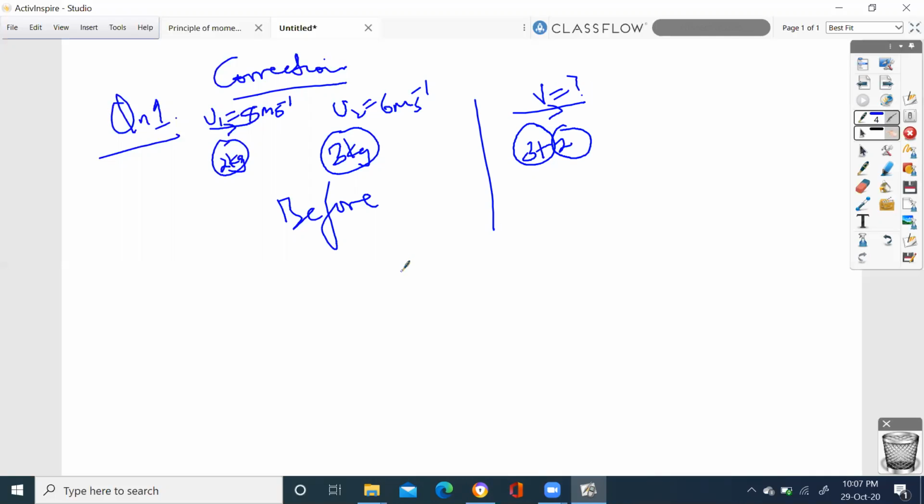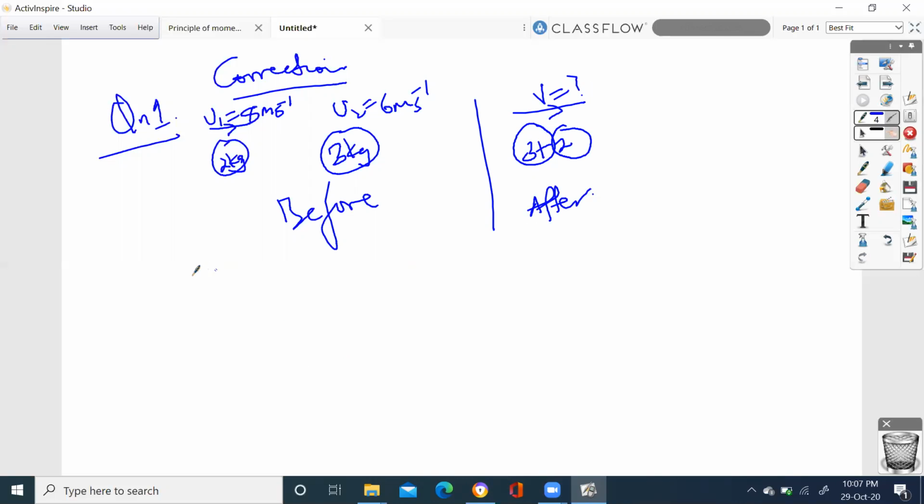So calculate the change in kinetic energy. We're going to calculate the total kinetic energy before collision, the total kinetic energy after collision, and then get the difference in the two kinetic energies. Let's first get the final velocity after collision.